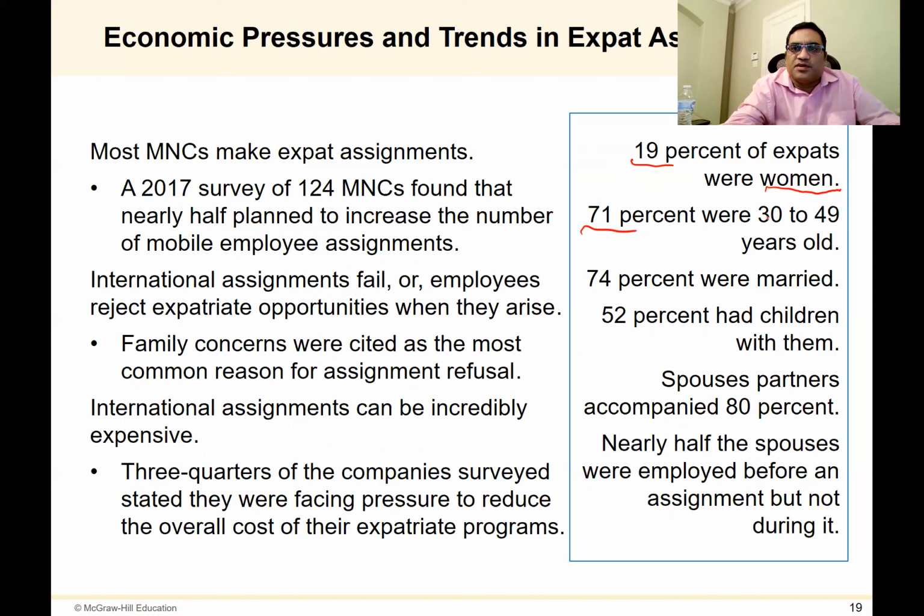And this is the age group. Most of them are married. More than half of them have kids. And 80% of spouses were there. And so again, nearly half the spouses were employed before an assignment, but not during it. So this also could put pressure. If the MNC, multinational corporation, can figure out a way to help the spouse, and even if the spouse gets a job, that may not be to their liking. So that also puts a strain on the relationship and the productivity of the employee.